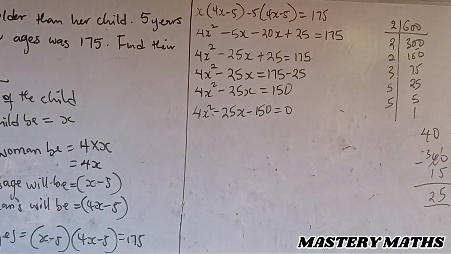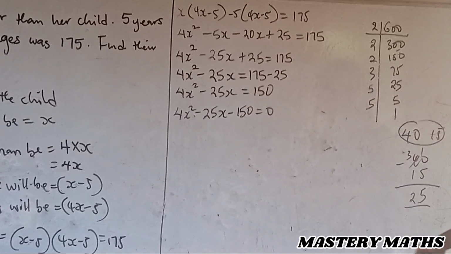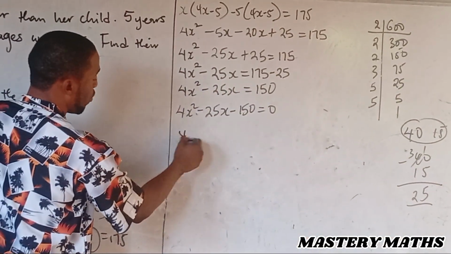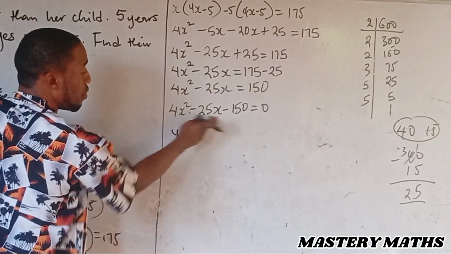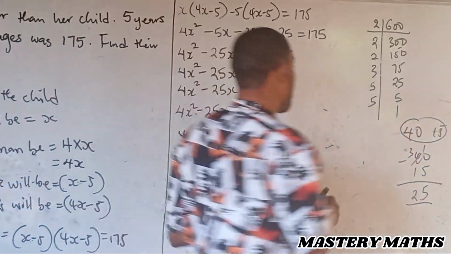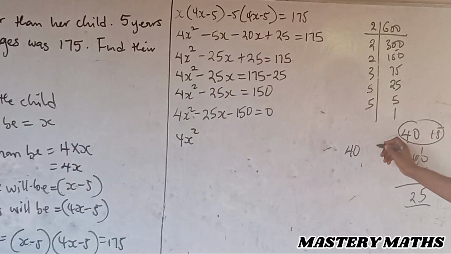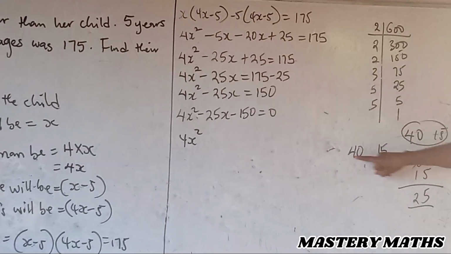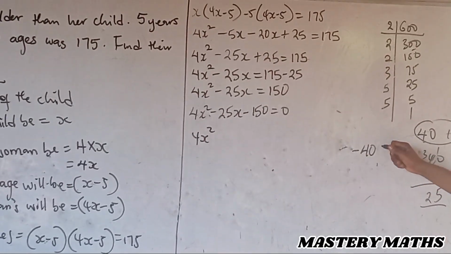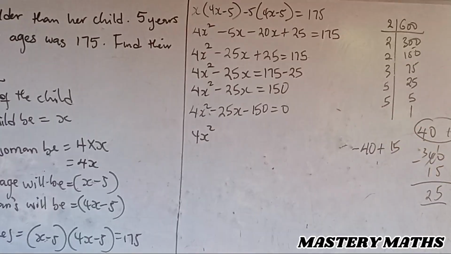So since 40 and 15 are the two factors we have seen, what should we do? Now, coming to this part, we write 4x squared. Instead of writing minus 25, we write the 40 and 15 that were given to us there. You see it now? Remember, we are looking for the sign we should add here. Since you have 40 and 15, what sign should we add here to give us minus 25? It will be minus 40 plus 15. So minus 40 plus 15 will give us minus 25.